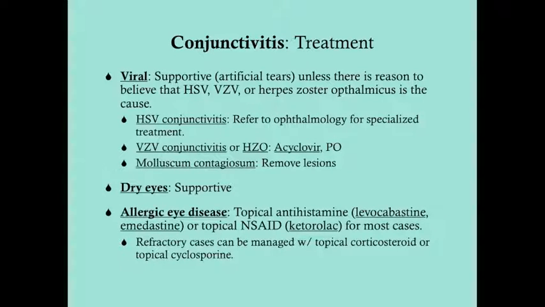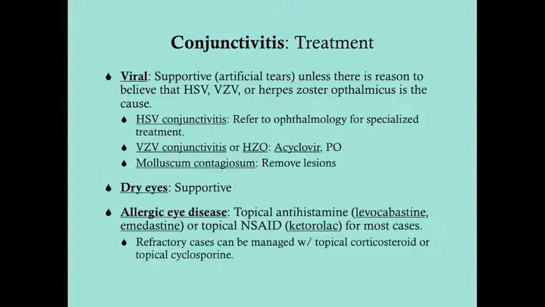Okay, so viral conjunctivitis, in this case, it's always supportive, just artificial tears, unless there's a reason to believe that it is one of those other causes, those non-adenovirus causes of viral conjunctivitis. That would be like your herpes, varicella, or HZO. So if you do suspect herpes conjunctivitis, so they've got those vesicles around the eyelids and on the eyelids, then in that case you should just send the patient off for an urgent ophthalmology consult, because they're going to require specialized treatment. This is outside of our realm of expertise. This is going to be done by an ophthalmologist.